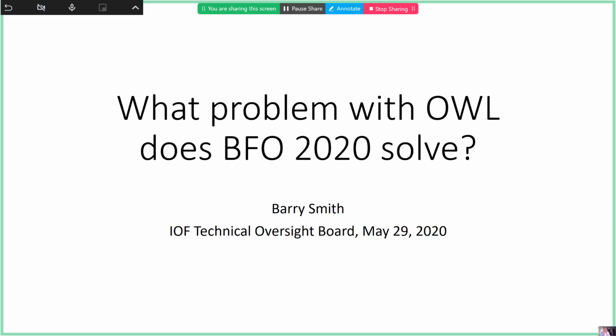The problem that BFO 2020 was trying to solve was a problem with the OWL treatment of relations. And as you all know, OWL treats only binary relations. And when we are dealing with relations between, for instance, machines and machine parts, then we're dealing with ternary relations because parts can be replaced in a machine from one time to the next. And so we can't say that machine A has part gadget B without having some kind of temporalized index.